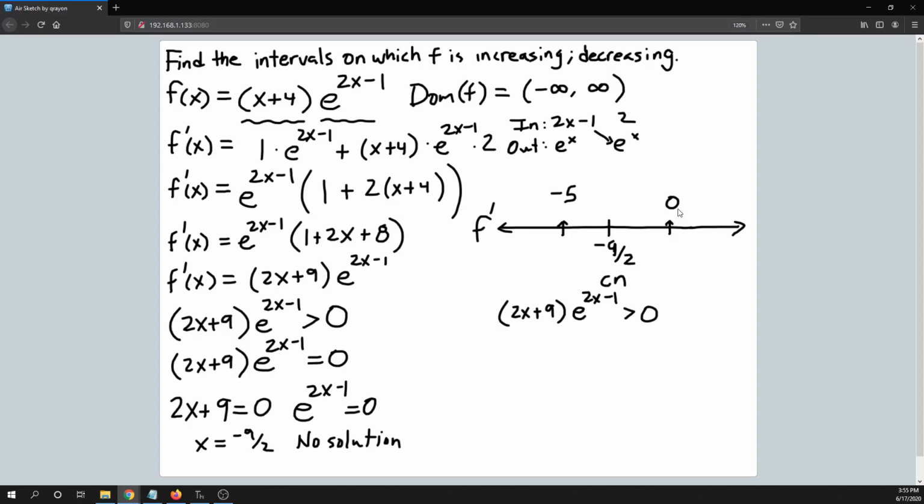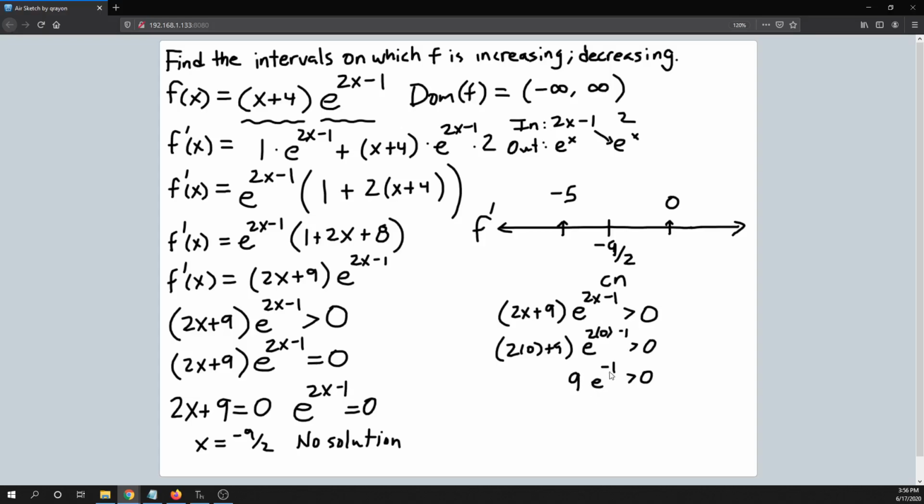So when I plug 0 in, I get 2 times 0 plus 9, e to the 2 times 0 minus 1, greater than 0. So evaluating that, 2 times 0 plus 9 gives me a 9. And then 2 times 0 is 0, minus 1. I get e to the minus 1 greater than 0. So if you have a calculator, you can just plug that into the calculator. I don't have a calculator here with me.